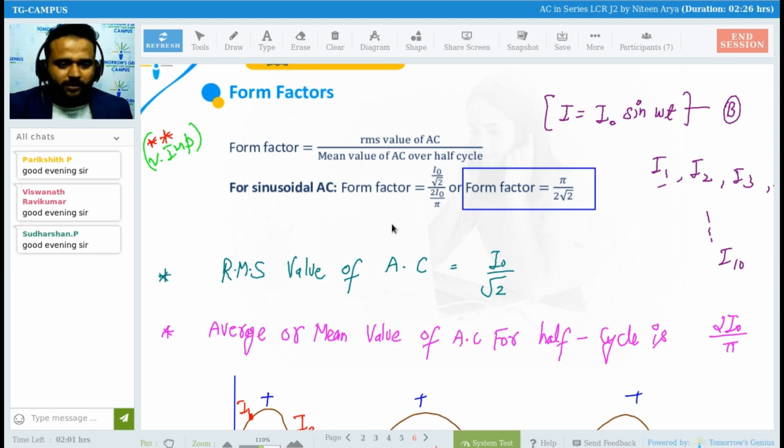Clear, everyone? The main thing is the RMS value of AC is the root mean square value, to find the average or mean value over the entire full cycle. First thing. Second thing, the form factor is the ratio of RMS value to the average or mean value of half cycle. The general equation for any particular alternating current or alternating voltage can be different. We already discussed this in the previous class. Clear na?